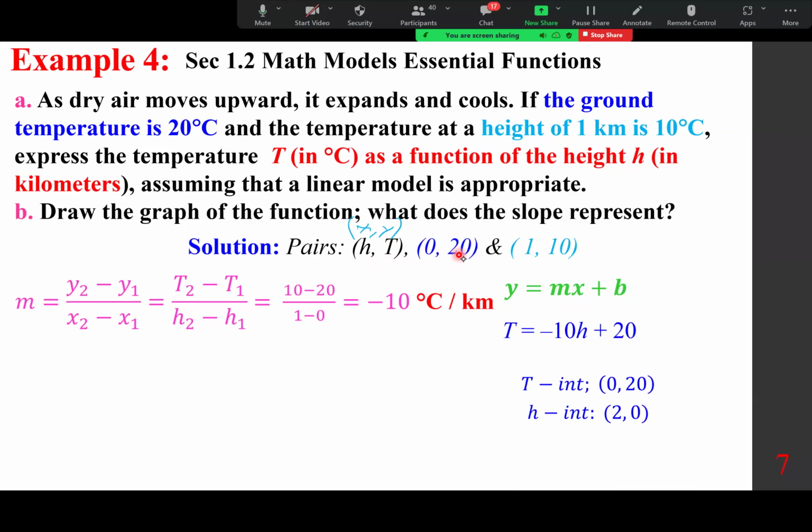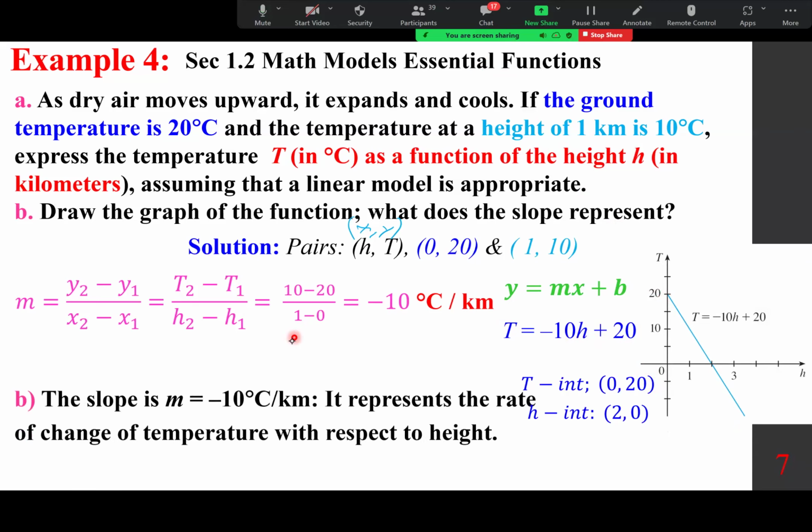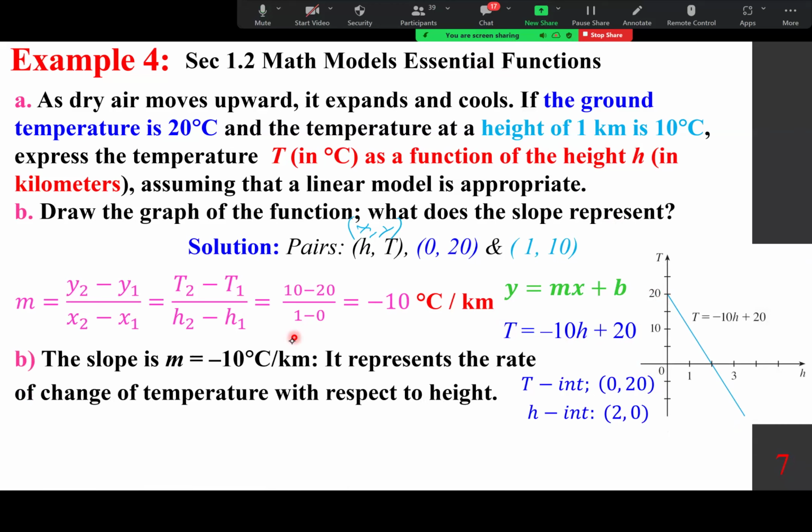The t-intercept 0, 20, the h-intercept 2, 0. If you set this one equal to 0, h becomes 2. And that's the graph. And the reason we don't continue is because on this side, we're talking about negative height. The slope, m equals negative 10 degrees centigrade per kilometer. It represents the rate of change of temperature with respect to height.